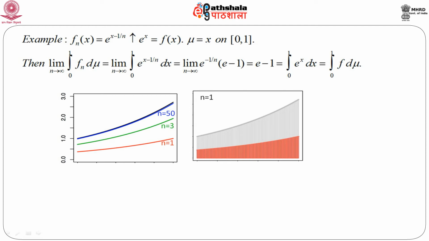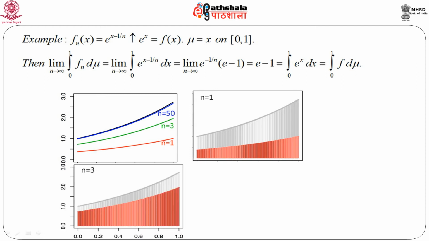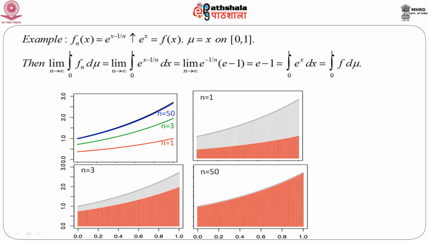But it is clear that the red shaded area is much smaller compared to the gray shaded area. Now, if we take n equals 3, we see that the area of the red shaded area is increasing, and it is approaching the gray shaded area. So, it is almost covering most of the part of the gray shaded area, and what happens when n equals 50, it is almost covering the entire gray shaded area. That means the gray shaded area and the red shaded area have become almost equal.